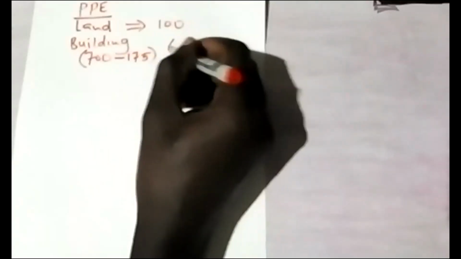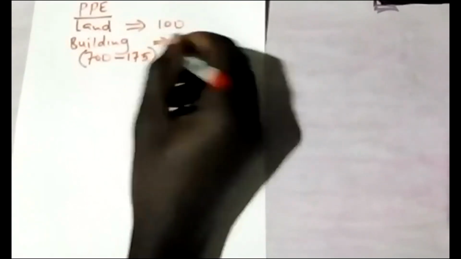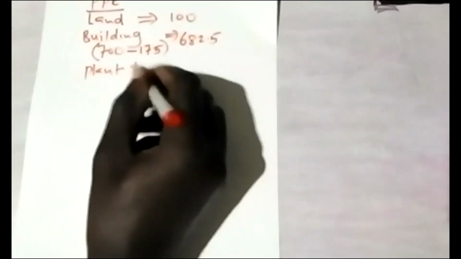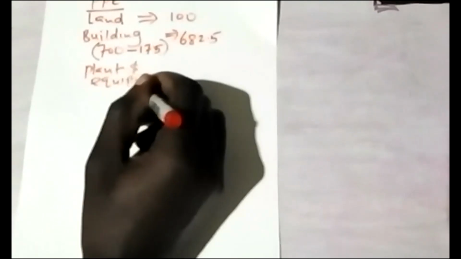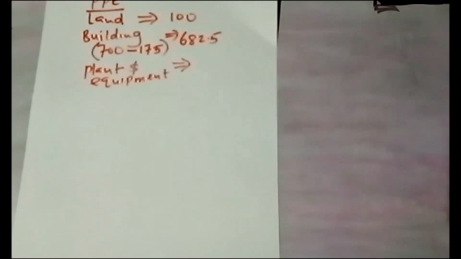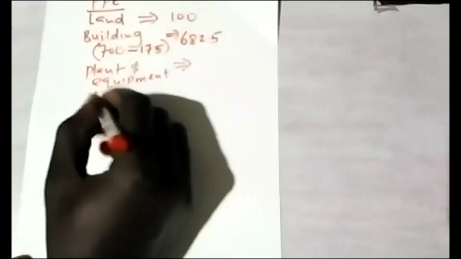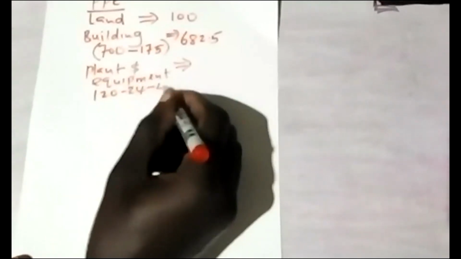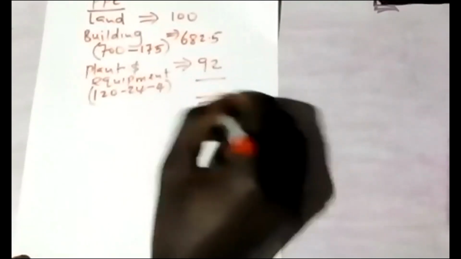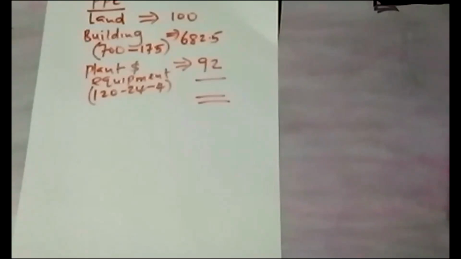So that is 682.5. Then the one for plants, we got it direct. So plants and equipment was, I remember I said I have a net book value on a certain working I did, of which it was 120 minus 24 minus the 4. Do you remember this? We got 92. I think you remember how we arrived at those 120 and the 24.